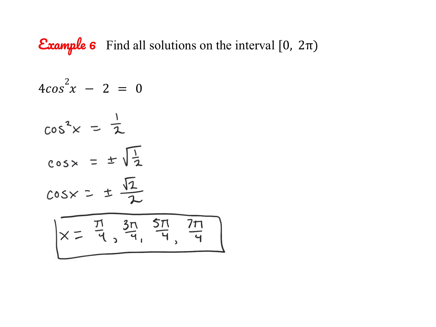So just remember when you are working with cosine and the result is root 2 over 2, the reference angle is pi over 4. So it's extremely important that you really know those values from your unit circle, the angles and the values that go with them.